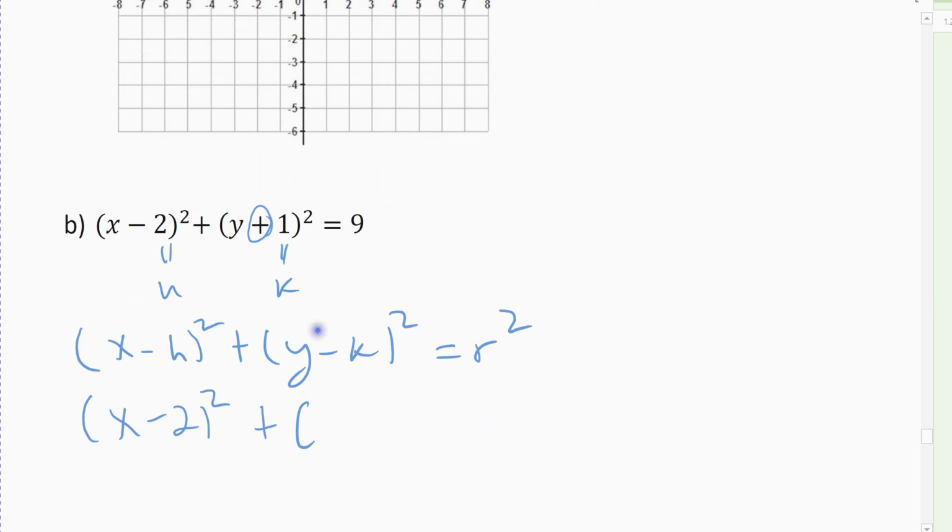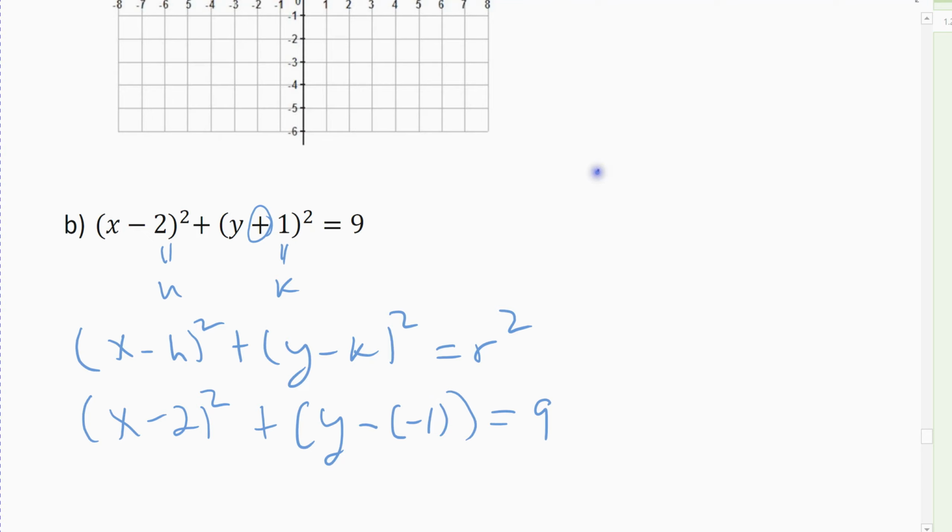And so what you have to think about is that, well, if I change the plus to a minus, it would be y minus a negative 1. And so the k value is negative 1, right? Because it's the minus case. All right, so make sure you're careful of that. Whenever you've got a plus, it means that number really was a minus, right? Because it's negative is how we get the plus.